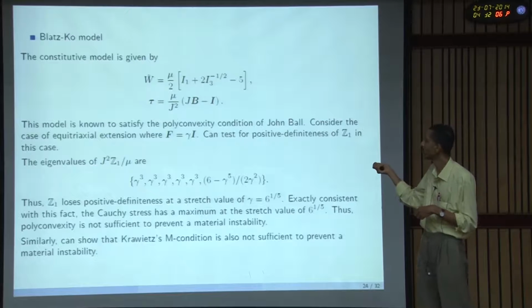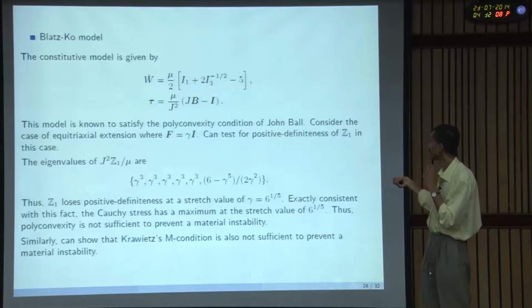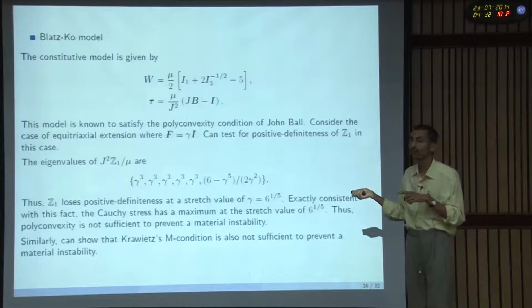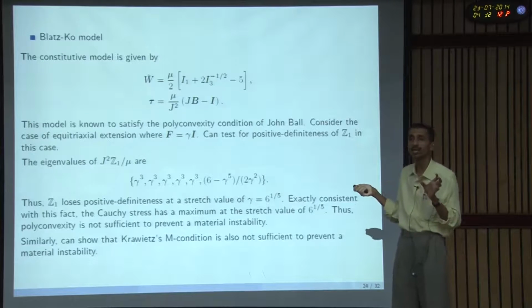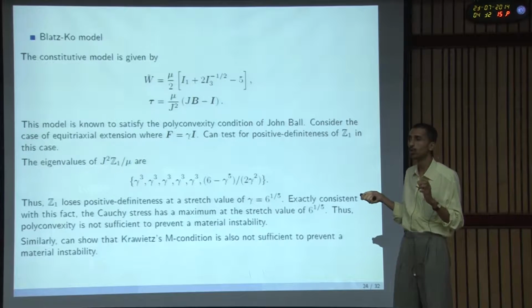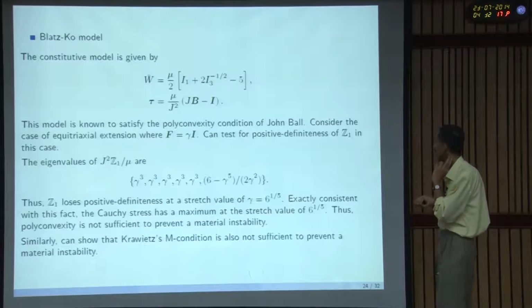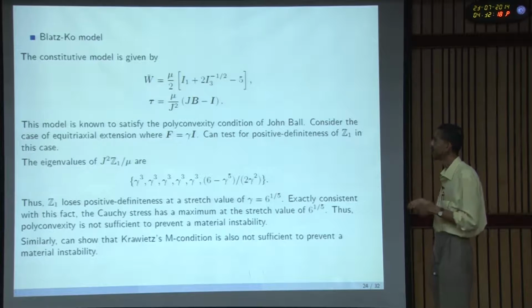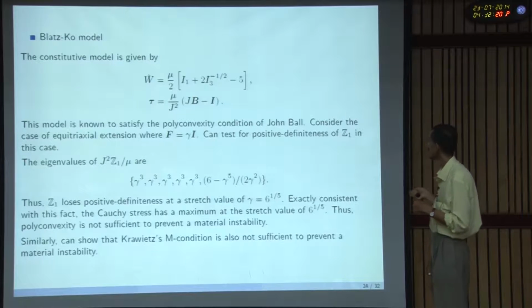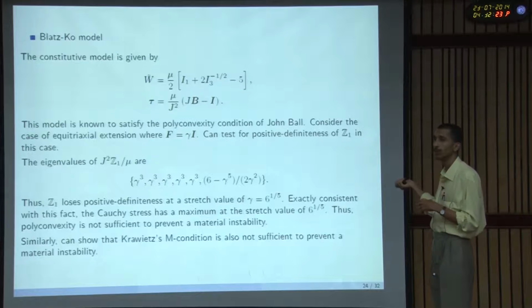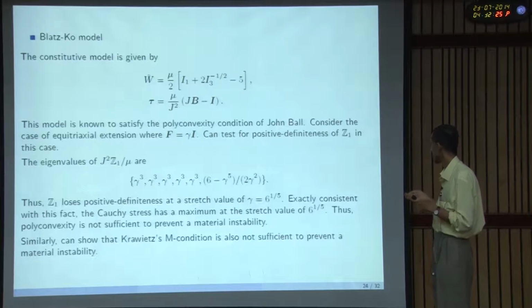Then this is the Blatz-Ko model which I was talking about. This is known to be polyconvex. So now we want to show that polyconvexity is also not enough to predict a material instability. So here this model can be proved to be polyconvex. This is based on John Ball's criterion.